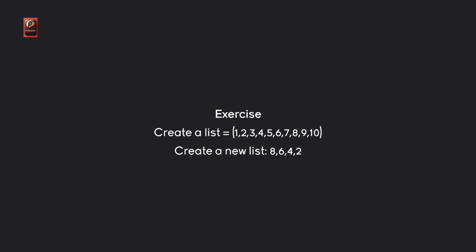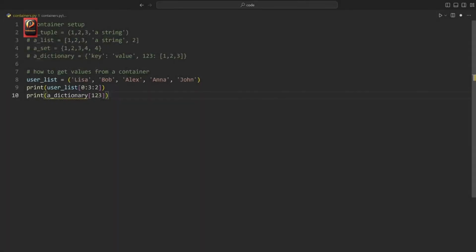To finish off this part, I want you guys to do an exercise. Create a list with the values from 1 to 10, and then use slicing to create a new list with the values 8, 6, 4, and 2 in this order. Pause the video now and try to figure this one out.